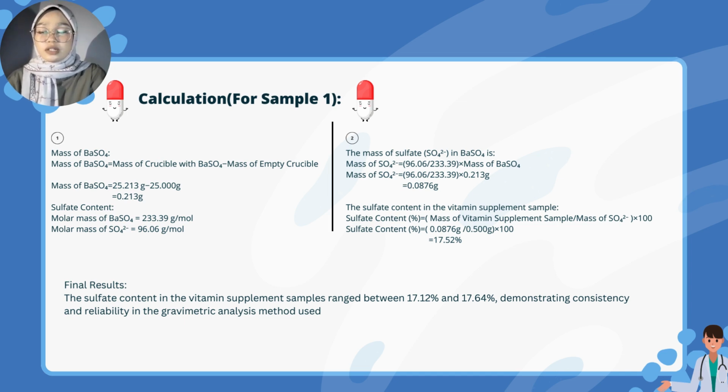The final result, after we calculate all the 5 samples: the sulfate content in the vitamin supplement samples ranges between 70.12%, which is the lowest, and 17.64%, which is the highest, demonstrating consistency and reliability in the gravimetric analysis method used.